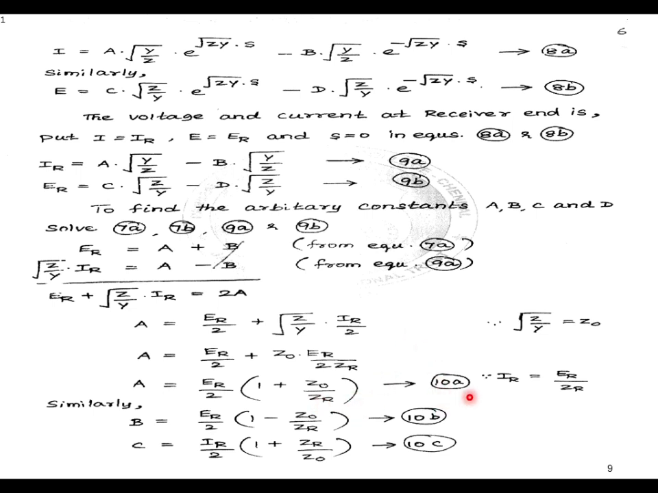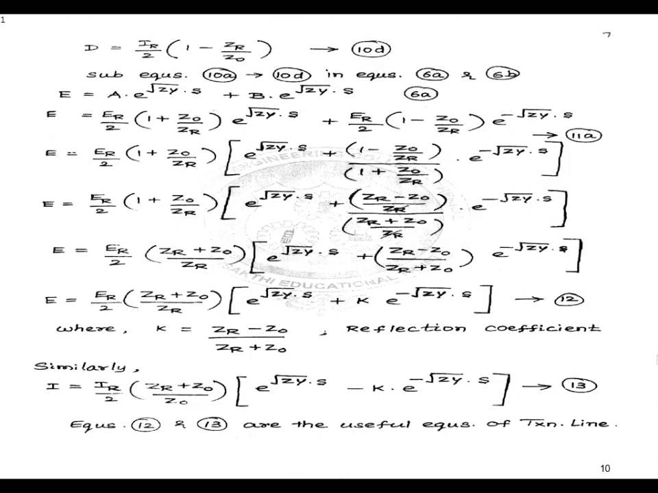For IR, we can write ER divided by ZR. Similarly, we can write B equal to ER divided by 2 into 1 minus Z0 divided by ZR. That is equation number 10b. And C also we can write IR divided by 2 into 1 plus ZR divided by Z0. That is equation number 10c. Similarly, we can write for D equal to IR divided by 2 into 1 minus ZR divided by Z0. That is equation number 10d.